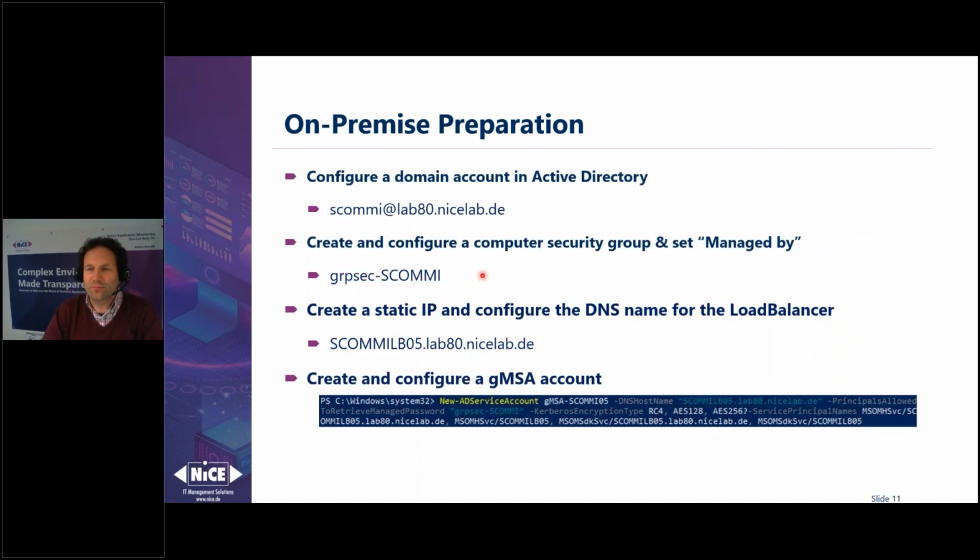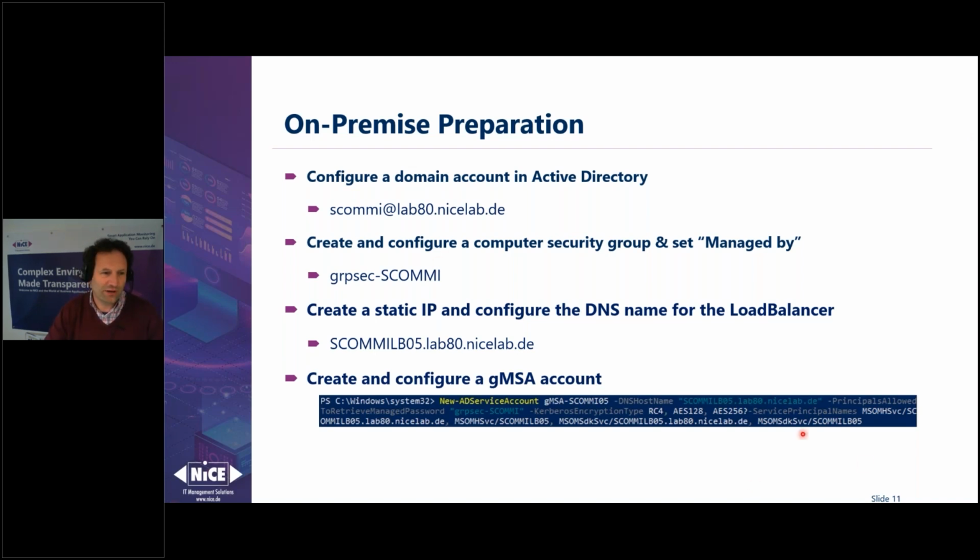Well, when you go to the Azure SCOM MI webpage where the prerequisites are listed, there are a couple of them, and I listed them here as well, so that you can follow along with what we did. There's one part which happens in the on-prem environment, the left side you have just seen. So first, obviously, we will configure an account in Active Directory, which is basically the principal account we're going to use. Then the computer security group. We configure DNS and a load balancer, and then create a group managed service account.